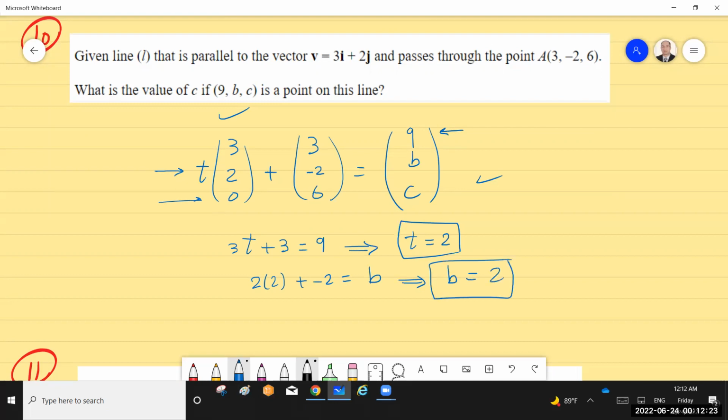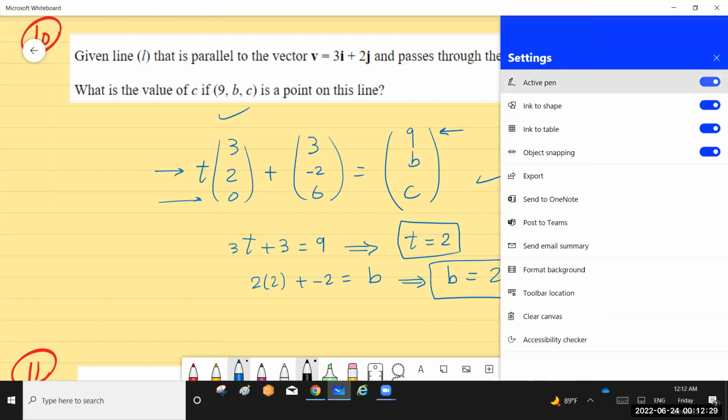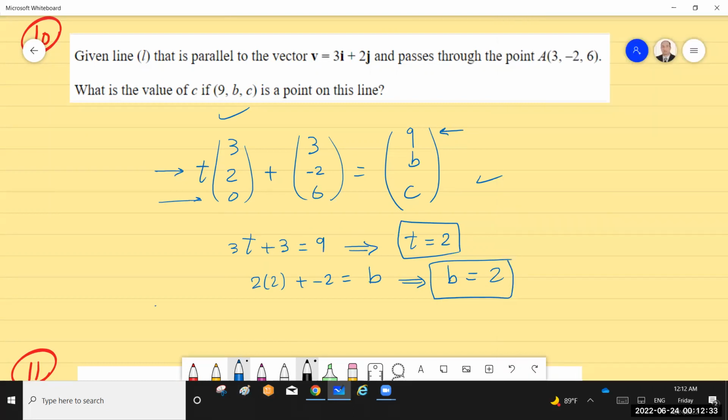Very easy. Yes? And I don't need to do this one. So in this part also, this is 2 times 0, 0 plus 6 is equal to c. So c is equal to 6. And this is the answer.